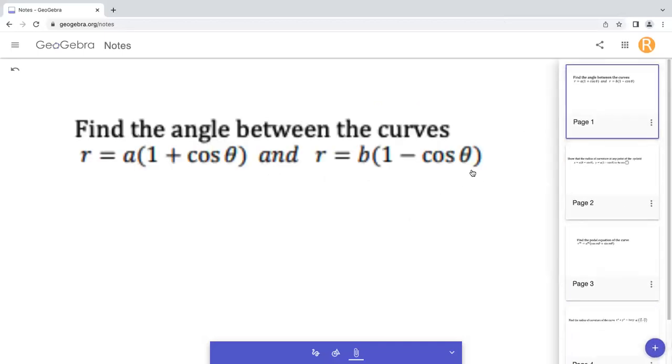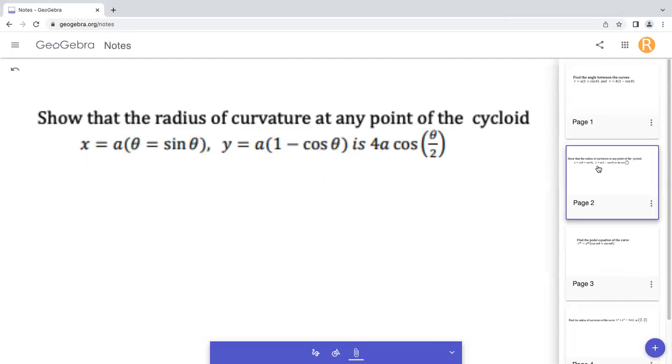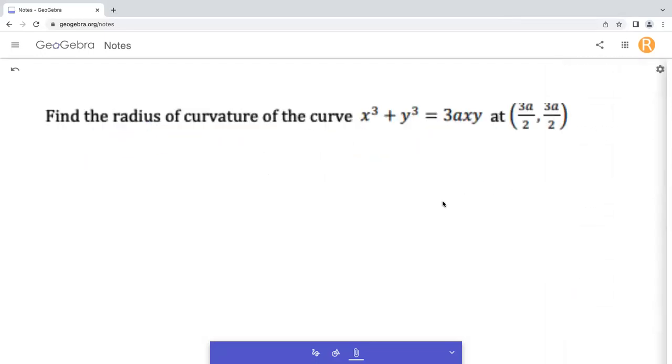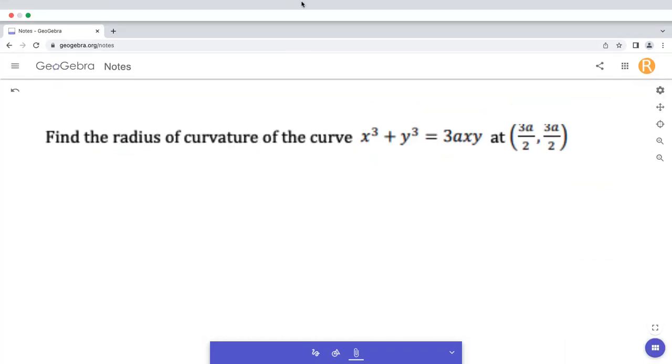So we have solved these problems. Okay. So in any case, if you find any difficulty, please let me know.